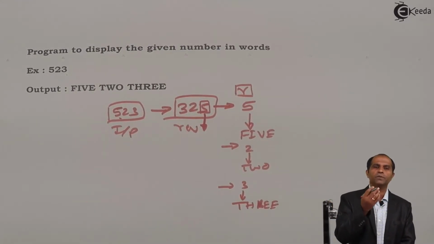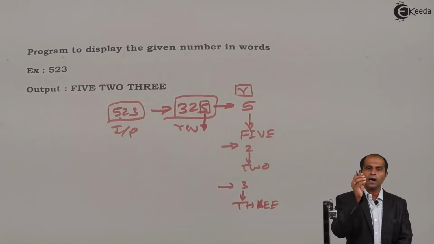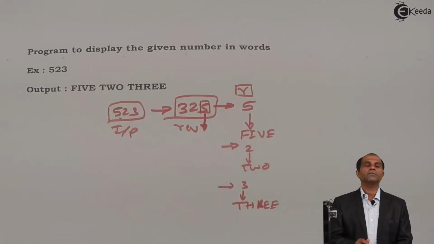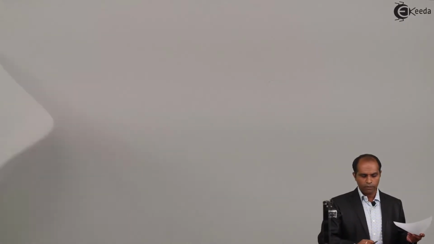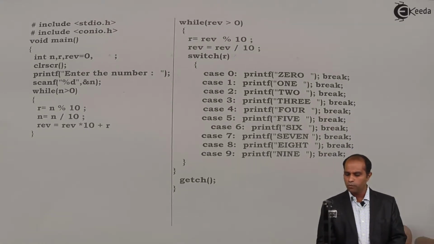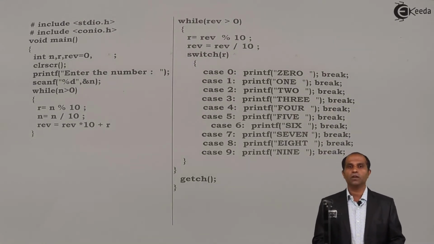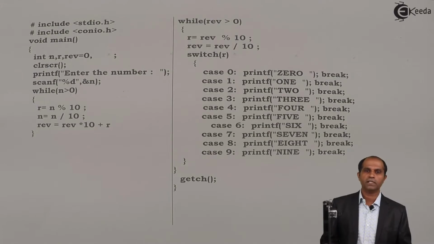Or else I can use a simple switch case. I can say switch R, and R can take up 1, 2, 3, 4, 5. So I can print those particular values. Let's try this particular program. I have this particular program with me. Let me present this program and explain the logical stuff which goes behind this example.